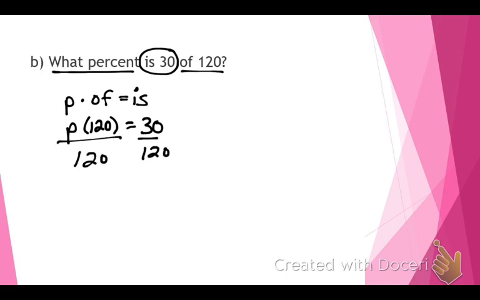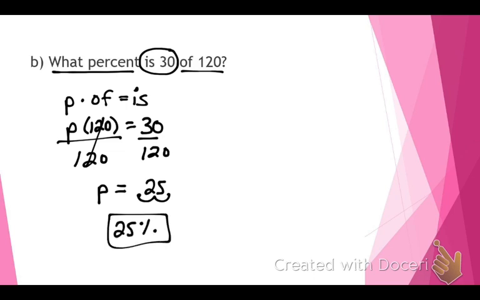As I'm doing this, if you see that you messed up, erase it and fix it in your notes, please. What's 30 divided by 120? 0.25. Since we want that to be a percent, what's the answer? 25%. Raise your hand if you got that. I got it. Okay, good job.